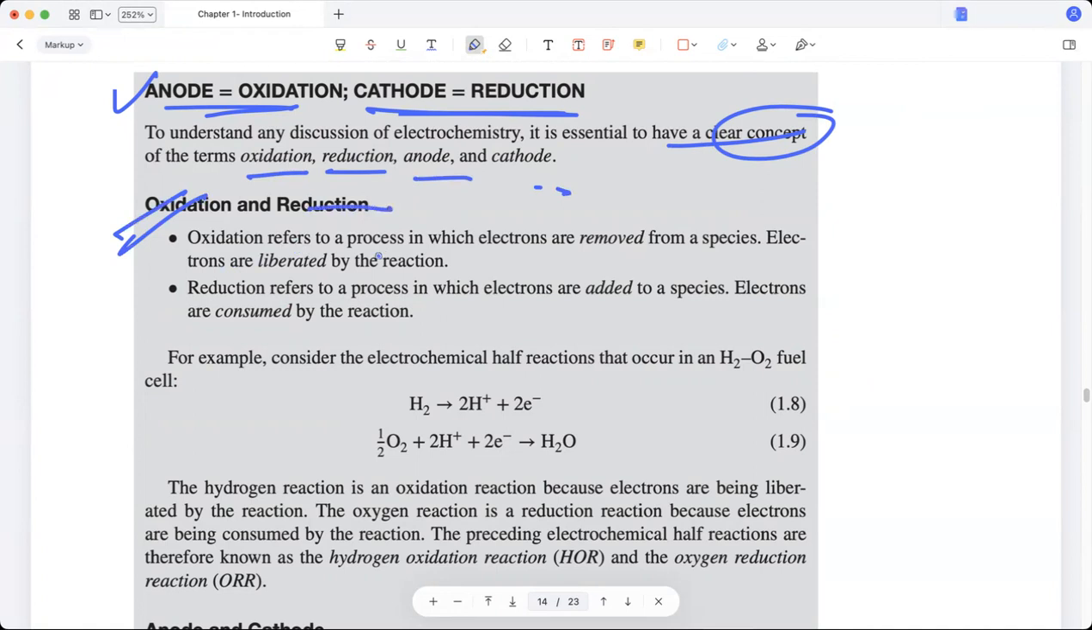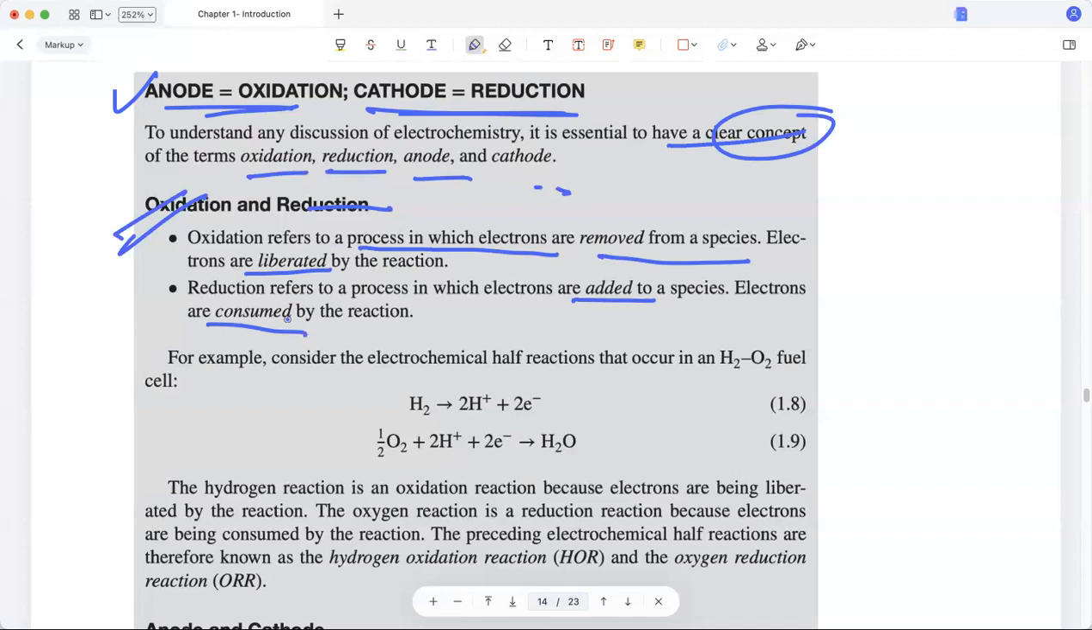Oxidation and reduction. Oxidation refers to the process in which electrons are removed from a species. Electrons are removed, and it gets a positive charge. Electrons are liberated by the reaction. Reduction is when a species absorbs or gains electrons. Electrons are added to the species or they are consumed by the reaction.